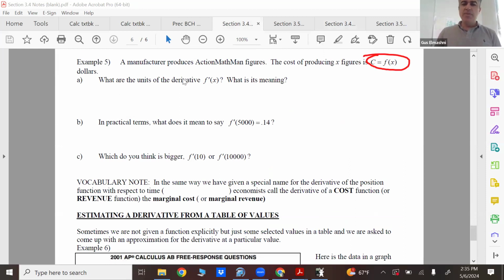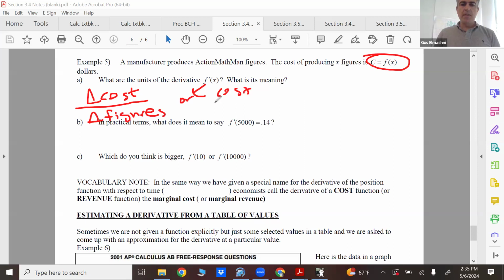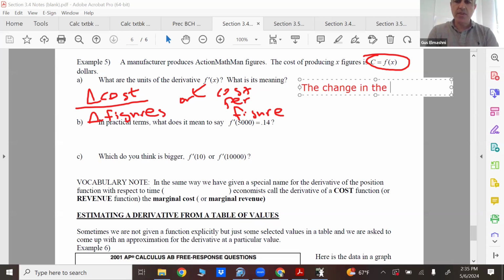Well, what are the units of the derivative? So x is the figures. So f prime of x is going to be the change in cost over the change in figures, or the cost per figure. So what it really means, I'll put as a text box, the change in the cost of one figure when producing x figures.